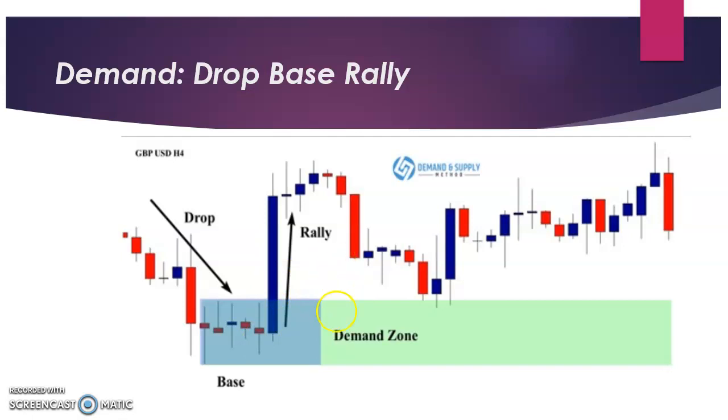Now, look at what happened. So this is what we call drop base rally. Drop, it formed a base, and there is a what? There is a rally to the upside.